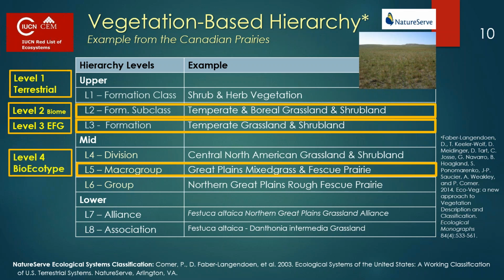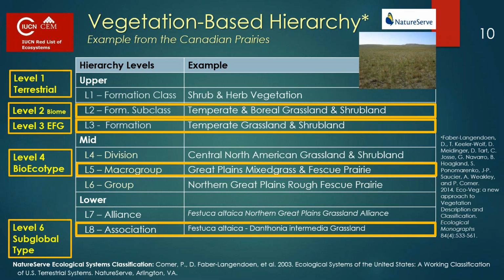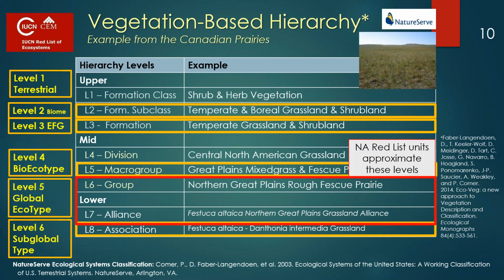We get to the mid levels, down there, level 4 might actually approximate what we would call the macro group level of this hierarchy. And we could drop on down to that level 6 would be approximating the association level of the vegetation hierarchy. Level 5 is, we would just generally say, kind of the sweet spot for thinking about red listing ecosystems and status assessment.